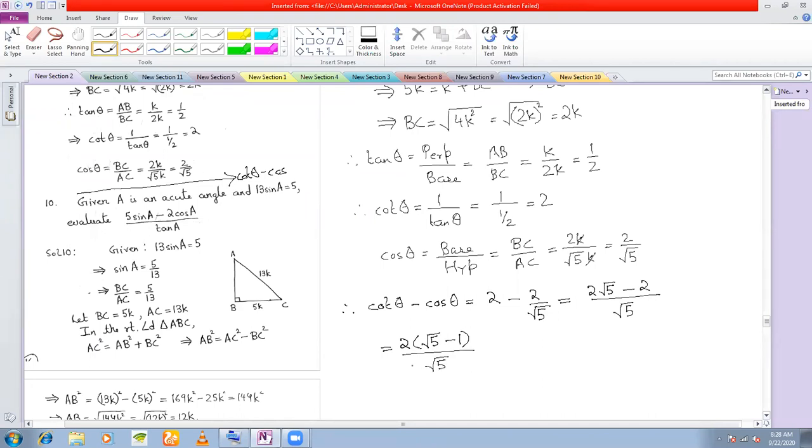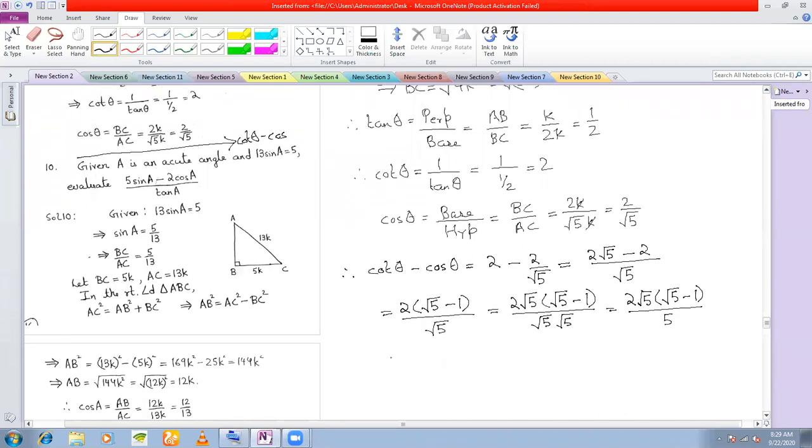So we are not going to leave it here. We are going to rationalize the denominator. How do we rationalize? We multiply the numerator and denominator by root 5. So what we get here is twice root 5 minus 1 by 5. So we have rationalized the denominator.